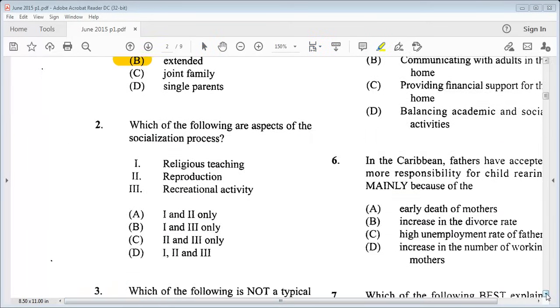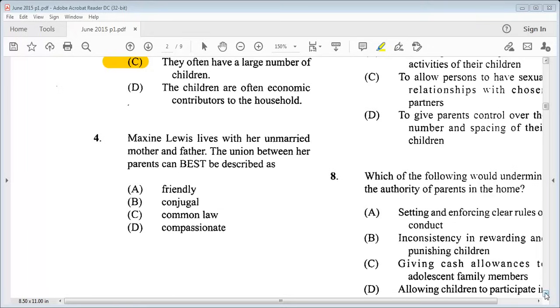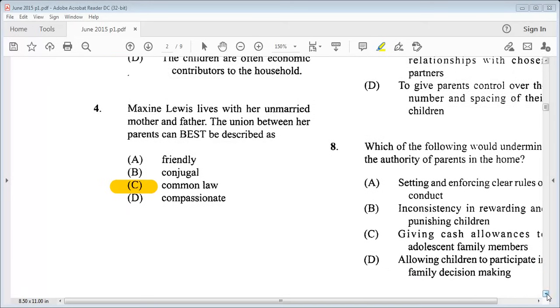It says, which of the following are aspects of the socialization process? 1. Religious teaching. 2. Reproduction. 3. Recreational activity. Union between our parents can best be described as, we know it is C, common law. Conjugal means being married, and A and D would be out. So let's go on to number 5.